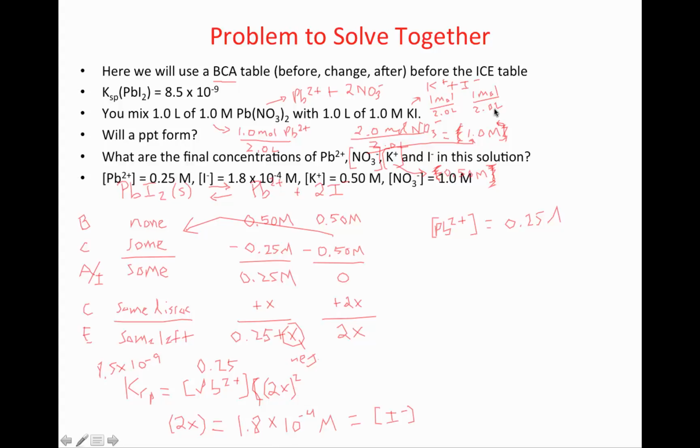And let's see if we got this right. The concentration of lead 2+ is 0.25 molar. The concentration of I- is 1.8 times 10 to the minus 4 molar. The concentration of the potassium is 0.5 molar. That's what we've got. The concentration of the nitrate is 1 molar. So we solved the problem right.